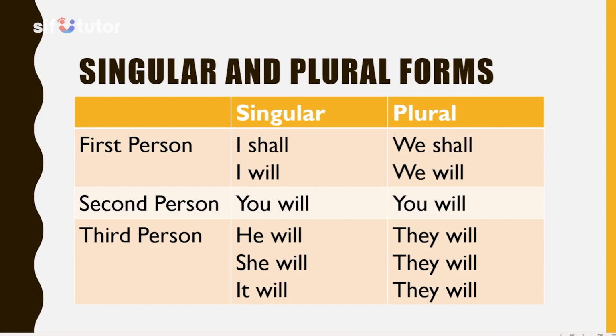For third person, it's the same thing. You will use he, she, it if it's singular, and you will use they if it's plural, and all of these, he, she, it, and they, you are using with will.